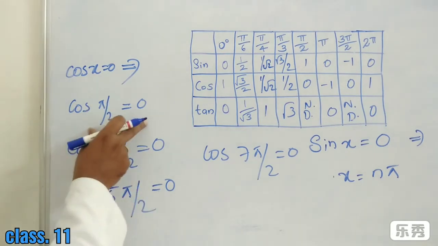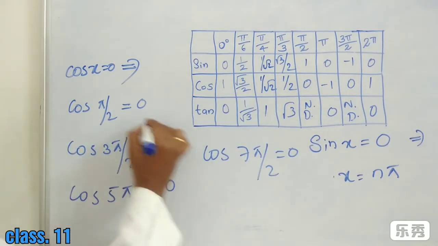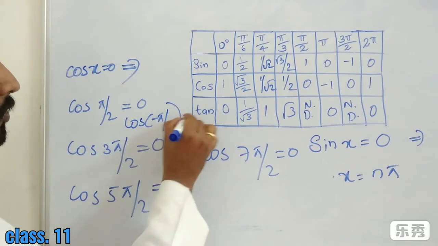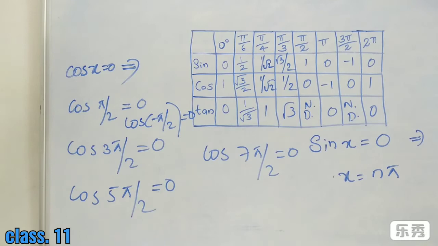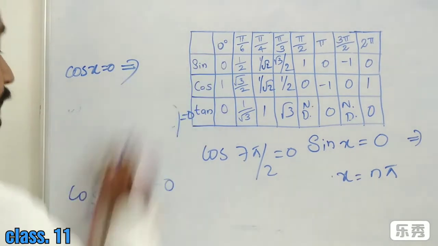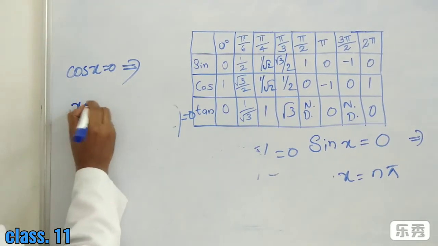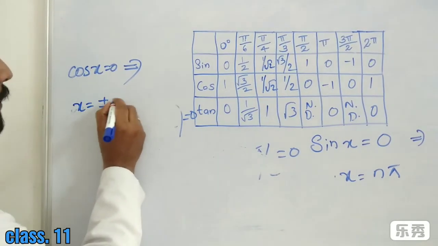Not only cos pi by 2, if it is a negative angle, cos minus pi by 2, what is it? Cos minus pi by 2 is also 0. Cos minus 3 pi by 2, the rotation is different, that's why cos minus 3 pi by 2 is also 0. So cos x is equal to 0 implies we can say that x is equal to plus or minus pi by 2.